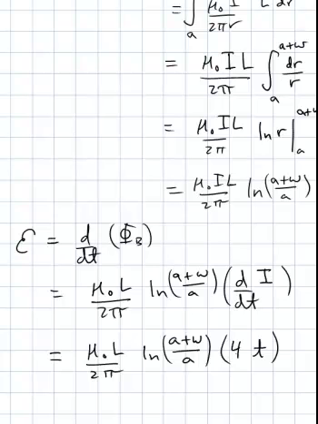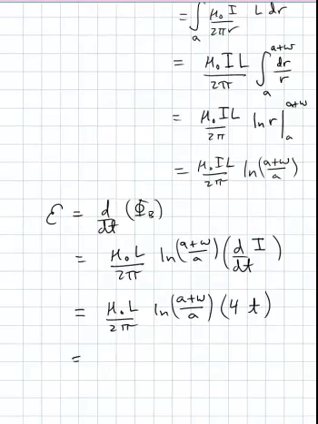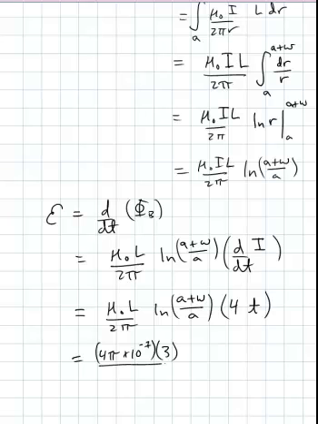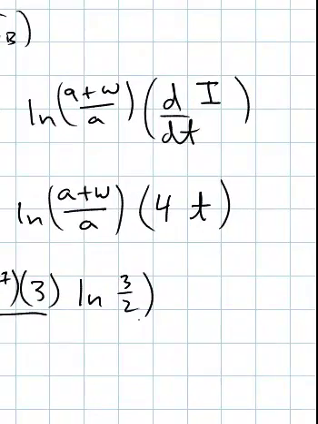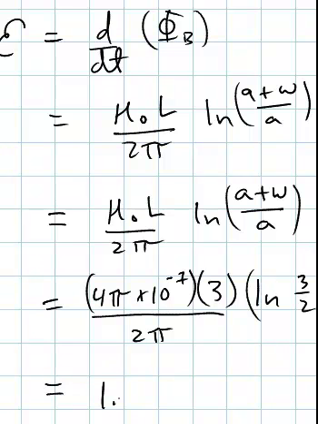And then we can plug in the numbers here. We're looking for the induced EMF at the time when t is equal to 2 seconds. And we know our mu is 4 pi times 10 to the minus 7th. L is 3 meters. 2 pi. We've got the natural log of 3 halves. And we've got 4 times 2 is 8. We plug in t equals 2 seconds, and we get 1.95 times 10 to the minus 6 volts.